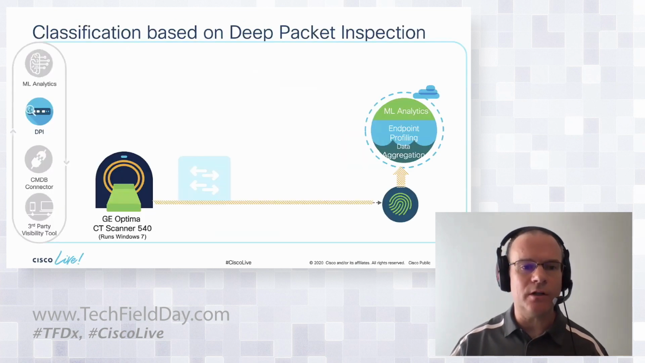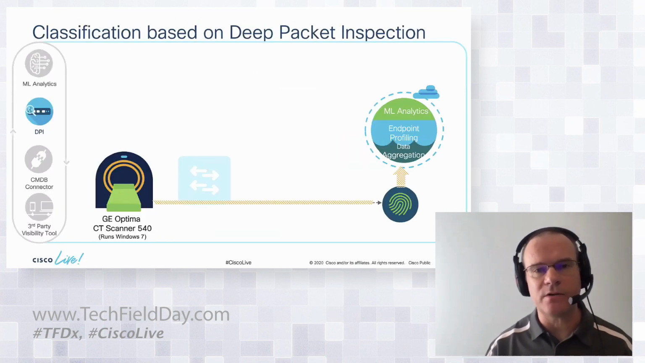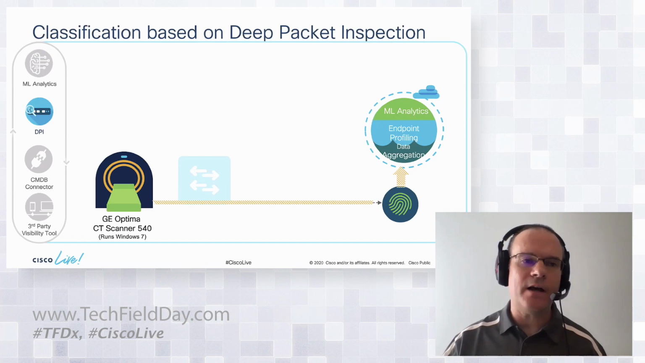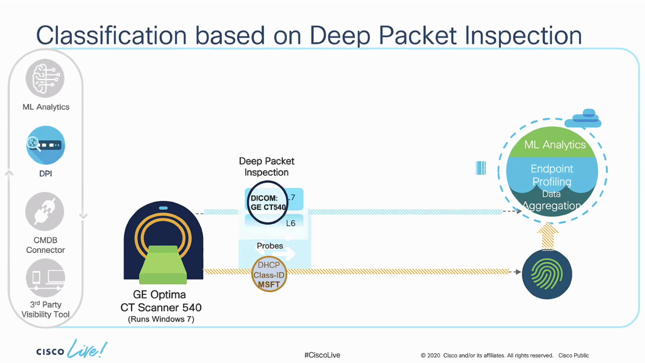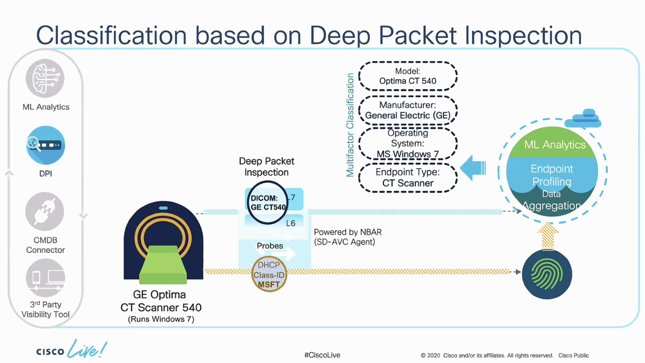So what does this look like? If we look at the deep packet inspection, one of the things that we found in a lot of the embedded protocols that are used in medical environments and other environments is the actual packet will traverse the network. We'll combine that with a probe. If we used passive probes in the past, we would only have seen Microsoft. But if we look at the actual packet, it'll actually tell us it's a DICOM GE CT540. And then from that, we can understand what kind of operating system it is.